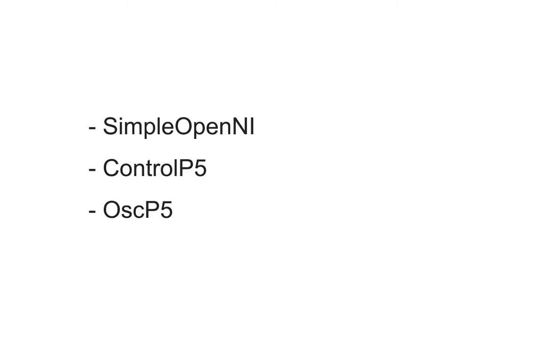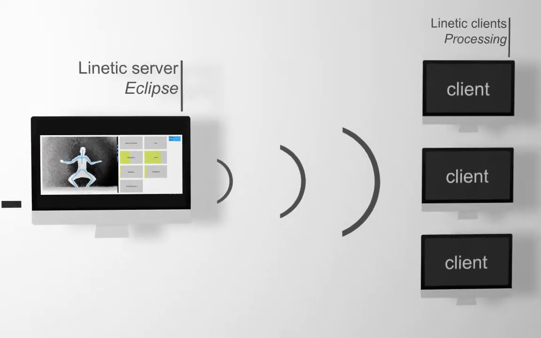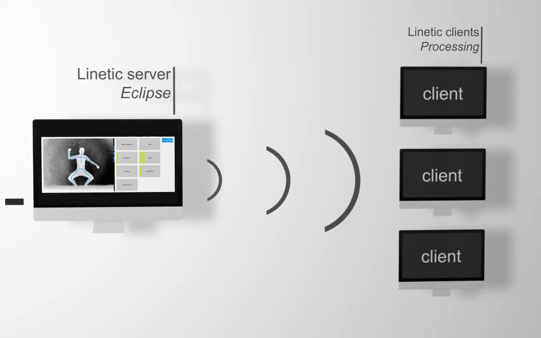The Linetic server uses the Processing library in Eclipse and three other libraries: Simple OpenNI, which is the Kinect library for Processing, ControlP5 for some graphic user interface features, and OSCP5 for server-client communication. Indeed, the Linetic server communicates with Linetic clients and sends them the result of every analyzer. Each client can therefore use the data received to control any part of the application.